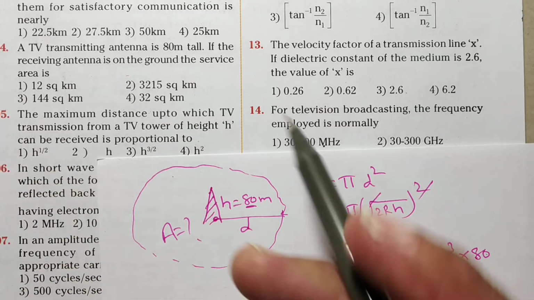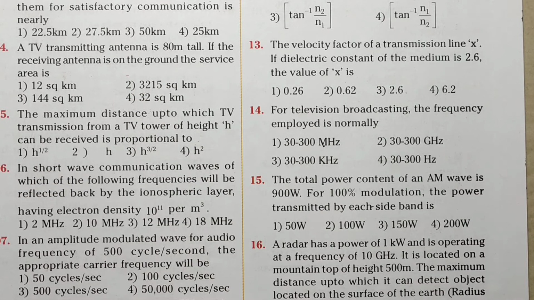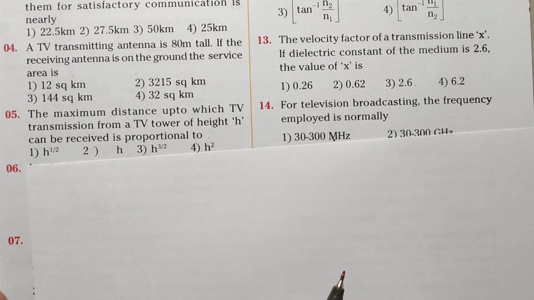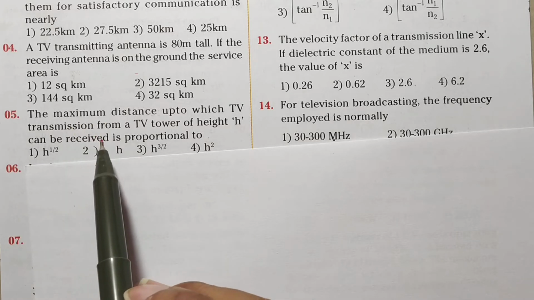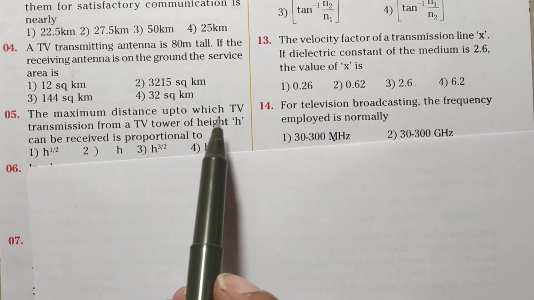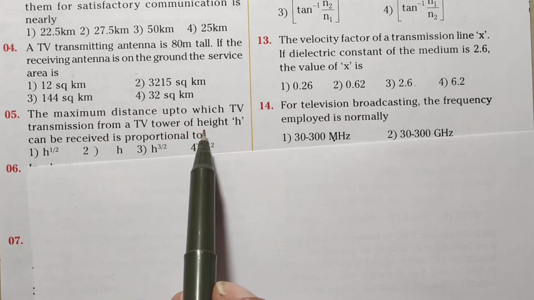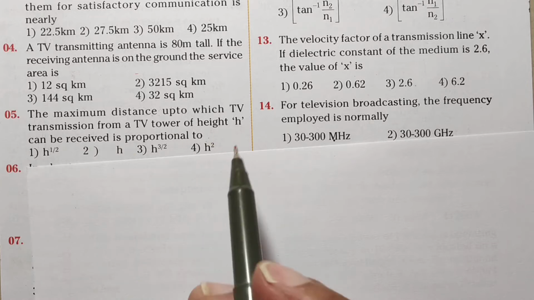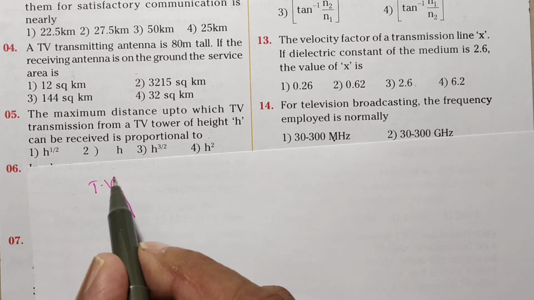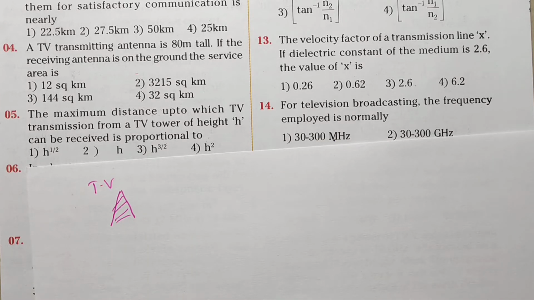Second option is correct. Now look at the fifth question. The maximum distance up to which the TV signal, the TV transmission from a TV tower of height h, can be received is directly proportional to what? If the TV signal is going to be transmitting and the height is h, how much distance is it going to be transmitting?